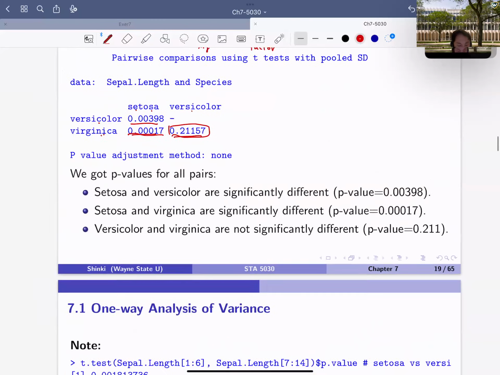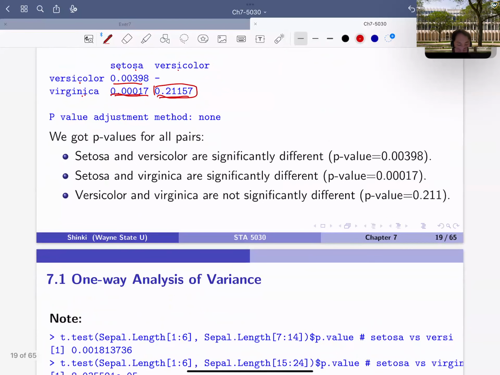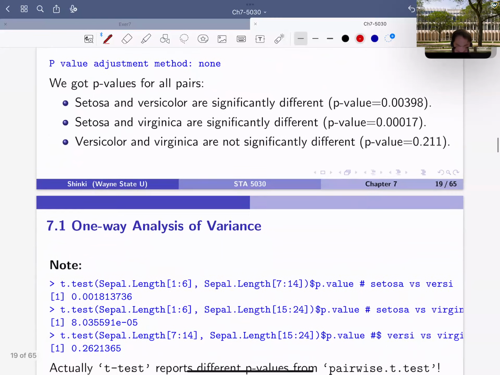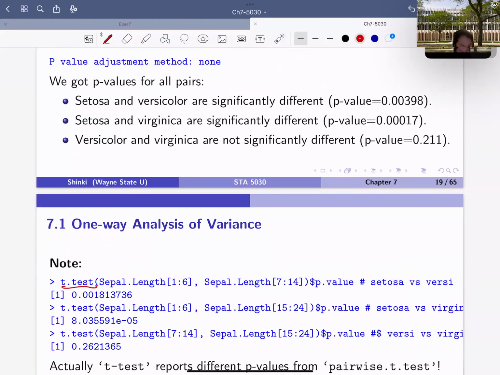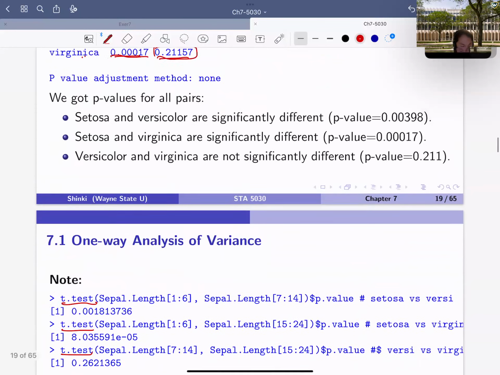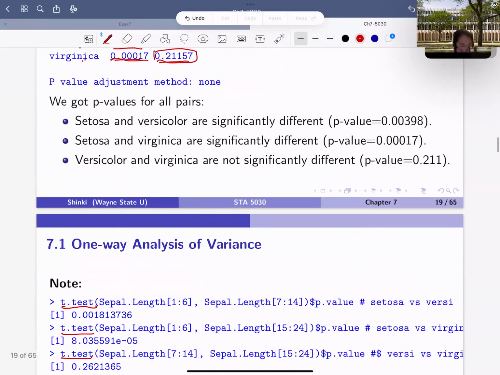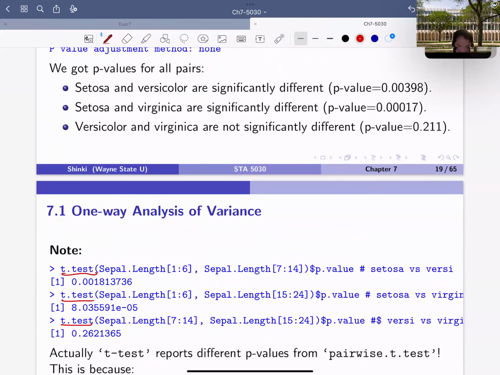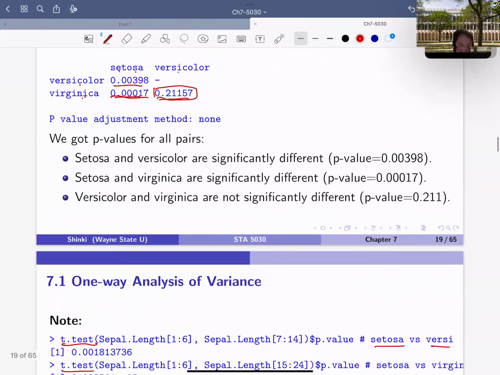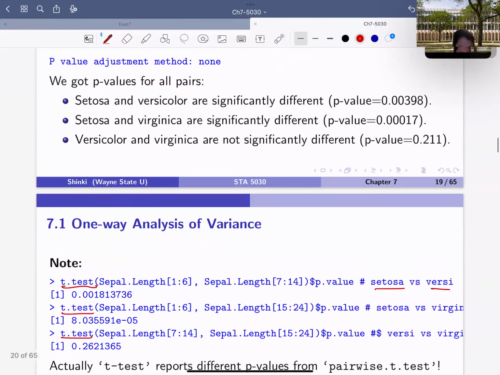Next, we want to check if these results are exactly the same as the t-test. And this is the t-test; actually, these are Welch's t-tests. But these numbers are slightly different. This one is Setosa versus versicolor, where the p-value was 0.00398, but here it is 0.0018. So it's different. Both are significant, but slightly different.